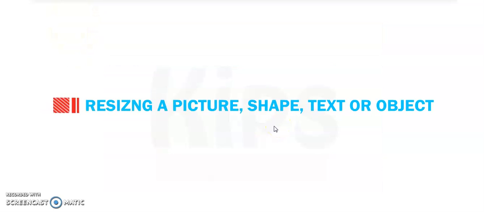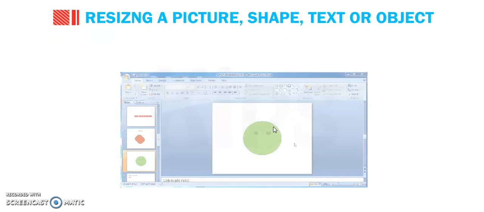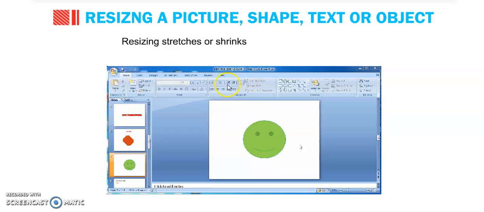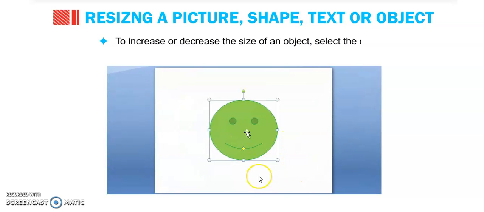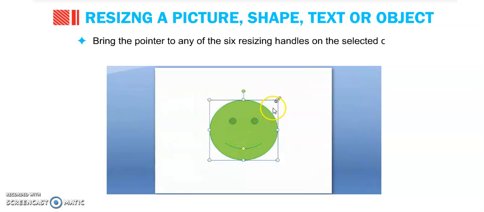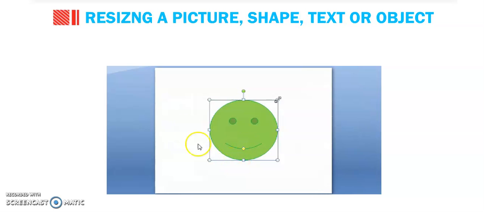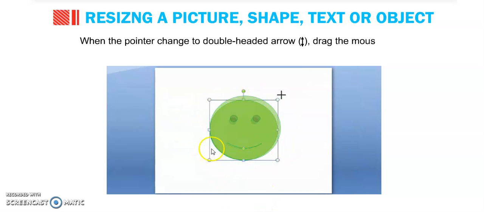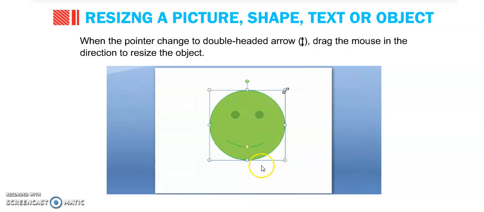After that, how can we resize a picture, shape, text or object? Resizing stretches or shrinks the dimensions of an object. To increase or decrease the size of an object, select that shape or object and bring the pointer to any of the 6 resizing handles on the selected object. You can see these handles. When the pointer changes to a double-headed arrow, drag the mouse in the direction to resize the object.